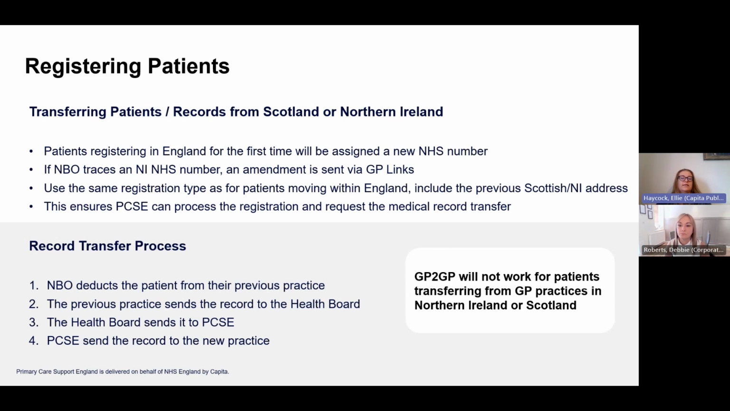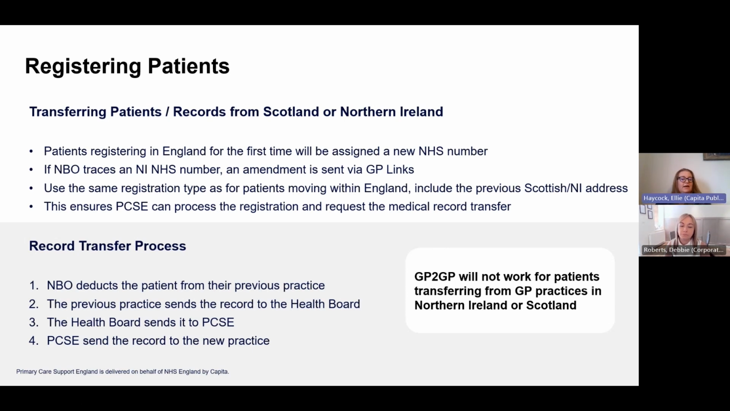The process is, once the registration is accepted by PCSE, the National Back Office will then initiate the deduction for the previous practice, which is in Scotland or Northern Ireland, and then this triggers the medical record to be released. The previous GP practice releases the record to the relevant health board, who then sends the patient record to PCSE via a courier. PCSE then locates the new practice details and sends the patient record to the new practice via City Sprint, or with their usual record delivery.